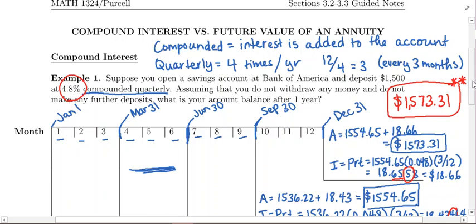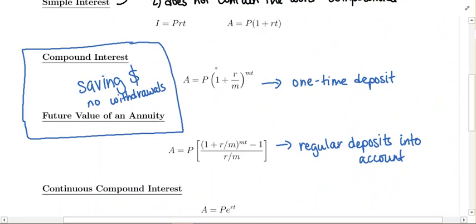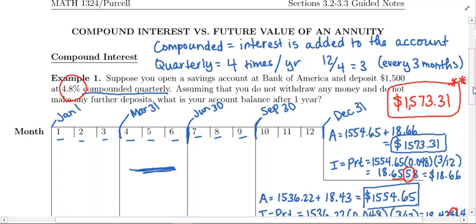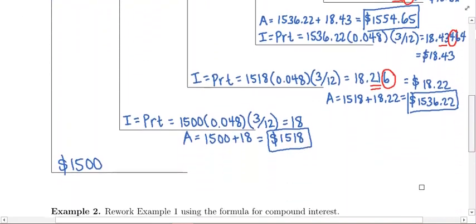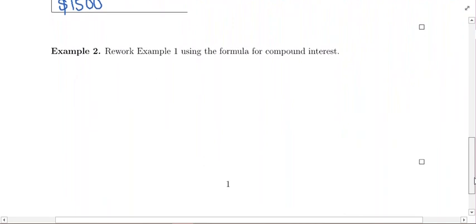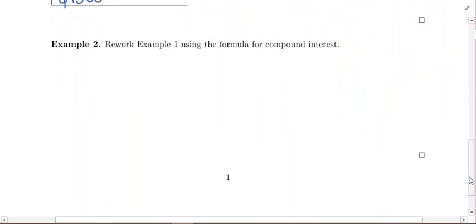All right, so let's go to the formula. If you remember the formula sheet, here is the formula right here for compound interest. Let's go ahead and see how this problem could have been solved with the formula. If we scroll down below the mapping, it says rework this first example we just mapped out using the formula for compound interest. If you look at your formula sheet, the formula for compound interest is A equals P times (1 plus R over M) raised to the M times T power. That's your formula for compound interest.